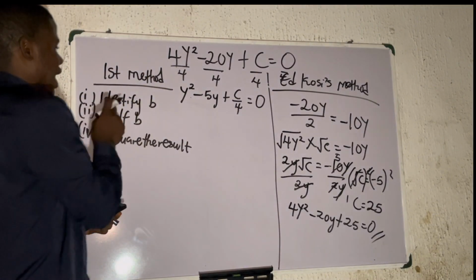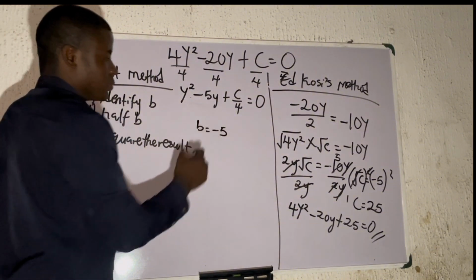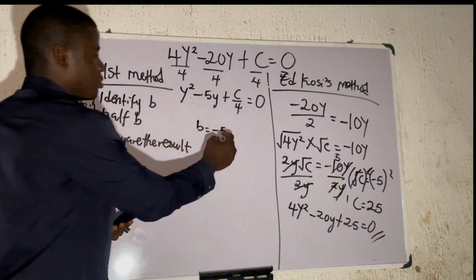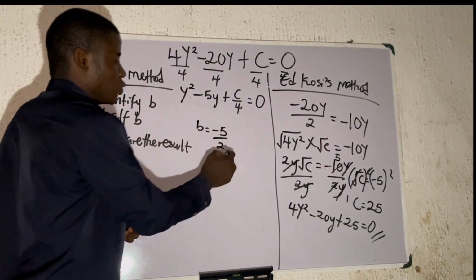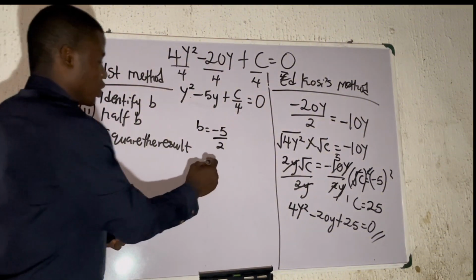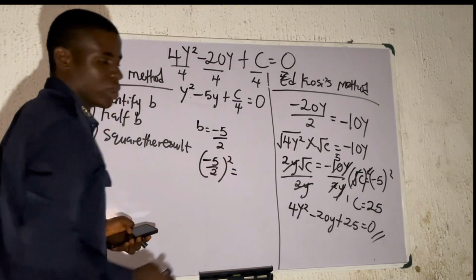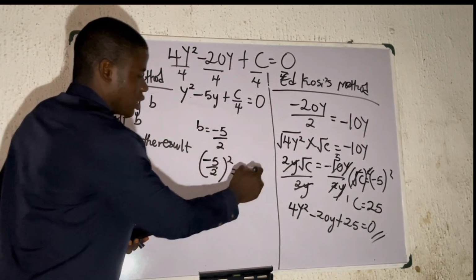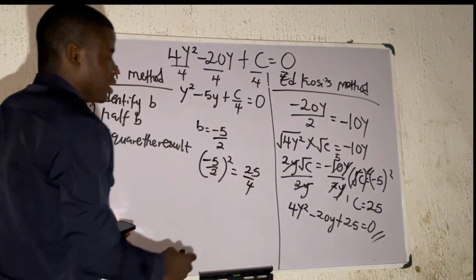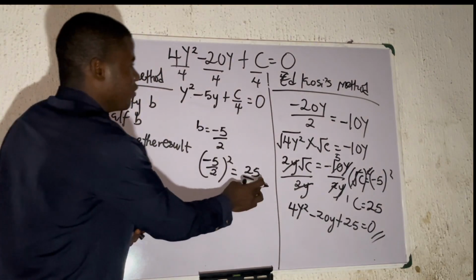Now let's start. Identify b. What is the b here? My b is equal to minus 5, right? Very good. Now half b. Halving b means dividing minus 5 by 2, which gives me minus 5 over 2. Very good. Then squaring the result: minus 5 over 2, all squared, will give me minus 5 squared is 25, all over 2 squared, which is 4. The answer is 25 over 4. It means that the constant will definitely be 25 over 4.